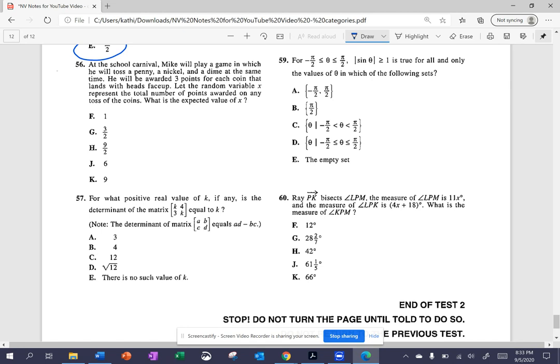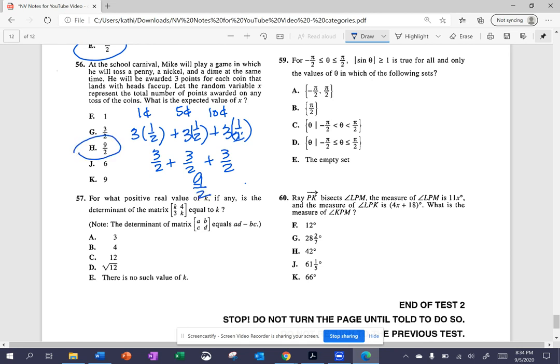Okay, so this is where for a penny and a nickel and a dime, we got 3 times a half, and 3 times a half, and 3 times a half. So if I add 3 halves plus 3 halves plus 3 halves, I get 9 halves. So probability. 57.